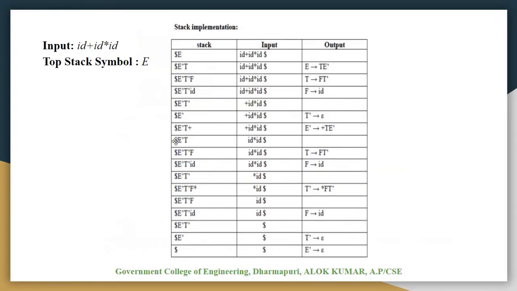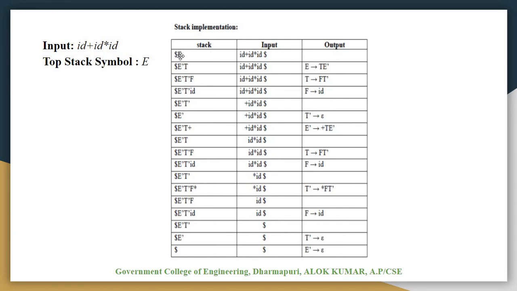Now suppose we have one input and we have to check whether this input is accepted by the predictive parser or not. How will we do it? We start with dollar and the starting symbol on the stack, the input is this one with dollar at the end, and if at last we get dollar and dollar, then we say the input is accepted by the predictive parser.